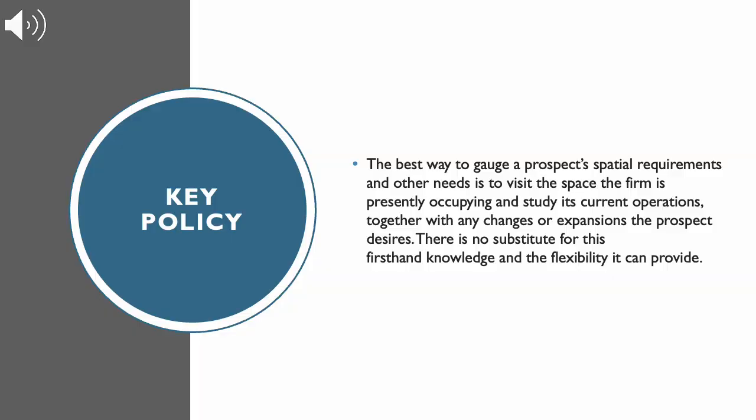Key policy. The best way to gauge a prospect's spatial requirements and other needs is to visit the space the firm is presently occupying and study its current operations, together with any changes or expansions the prospect desires. There is no substitute for this first-hand knowledge and the flexibility it can provide.